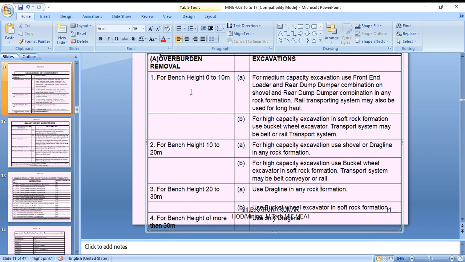For bench height 20 to 30 meters, use a dragline in any rock formation. For bench height more than 30 meters, you go only for a dragline. This is very useful information. For those areas more than 30 meters, you should go exclusively for a dragline bench.